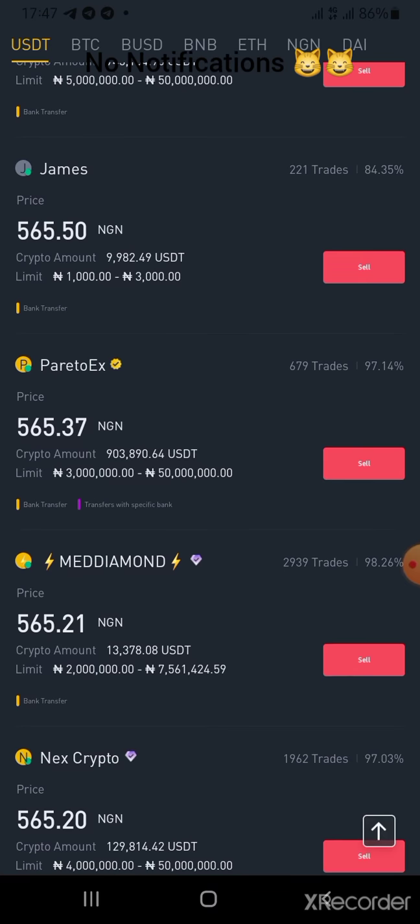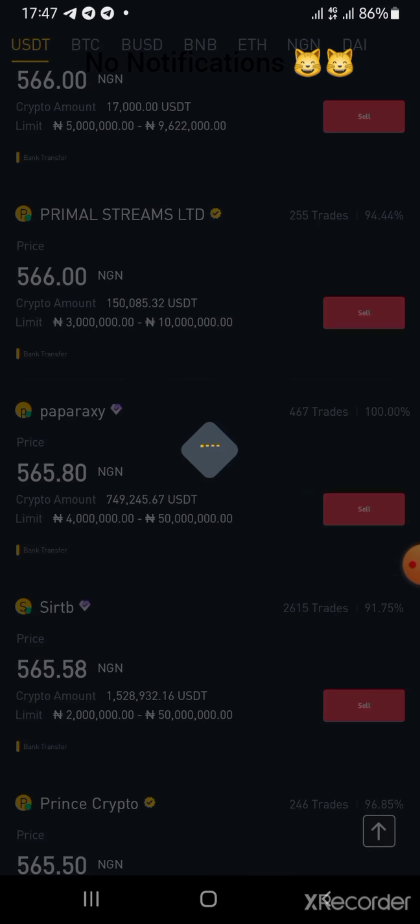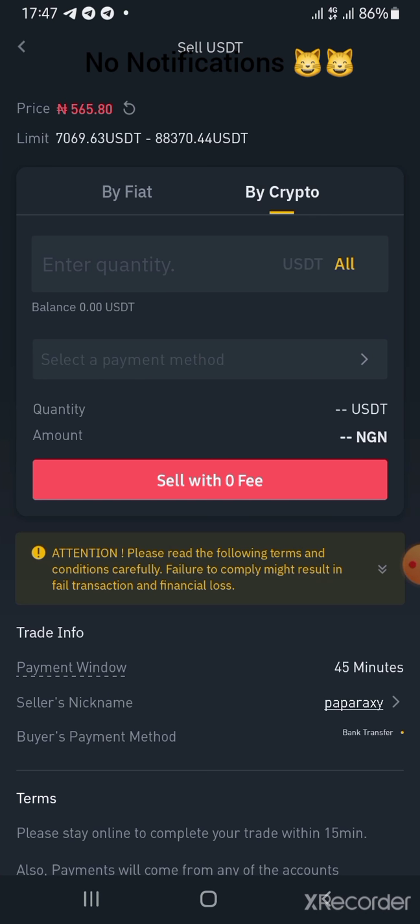So these are the things that you check out for, and the process is the same, just like when you buy. You just click on sell, and this time around you're going to be asked, because you want to trade crypto for fiat. Fiat is your normal naira, dollar, British pound, euro, and the rest of it. So you have to put the amount. How much of the crypto, or how much of the USDT, do you want to sell at this rate? And you select a payment method.